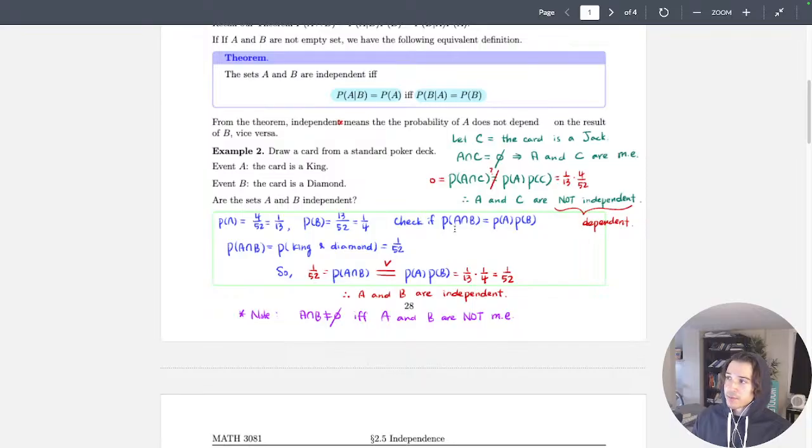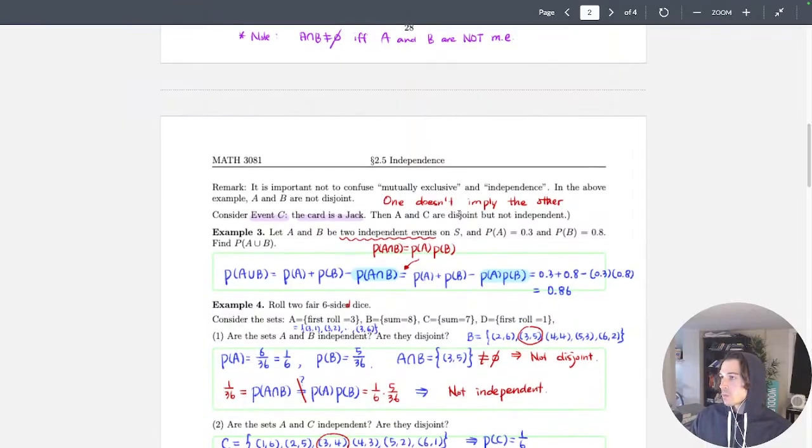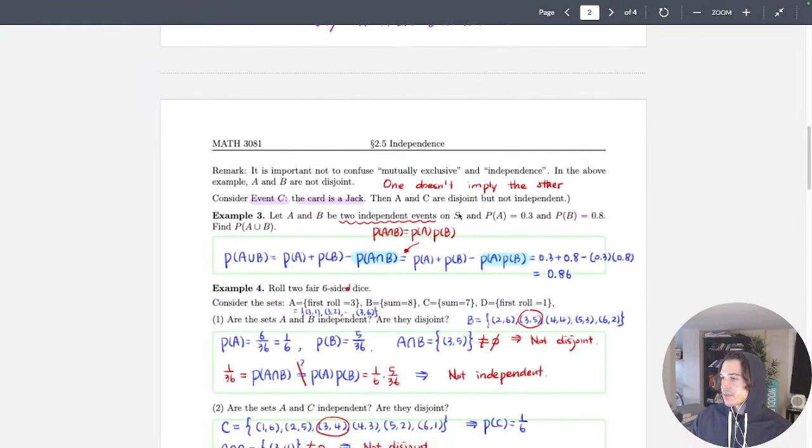And then the probability of A intersect B, so the probability that king intersects with diamond, is again 1 over 52. So when we make this check, we find that the probability of A intersect B is in fact equal to the probability of A times the probability of B. So based on this, A and B are independent, okay? I know it doesn't make sense. No, it makes sense, but you have to think about it mathematically, not intuitively. Do the calculation. So, building off of that, consider an event C, the card is a jack. Then A and C are disjoint, but not independent.